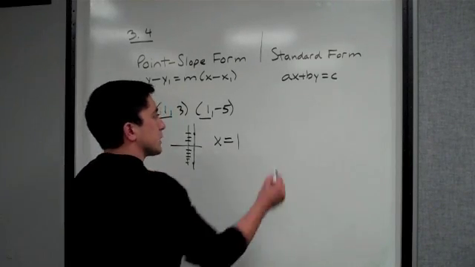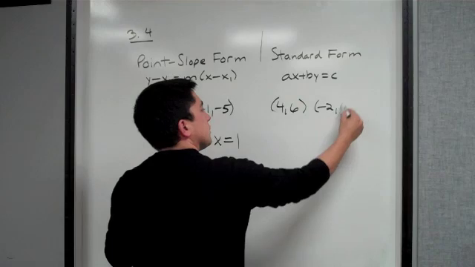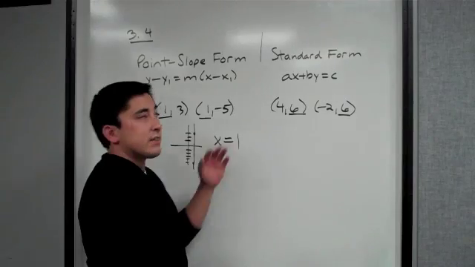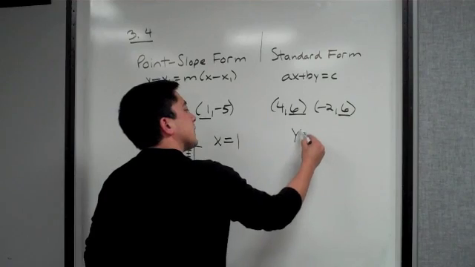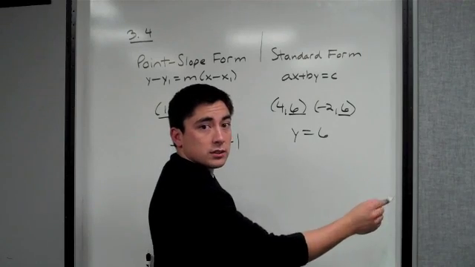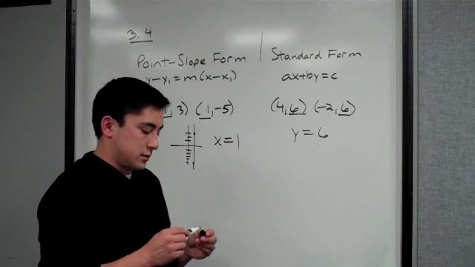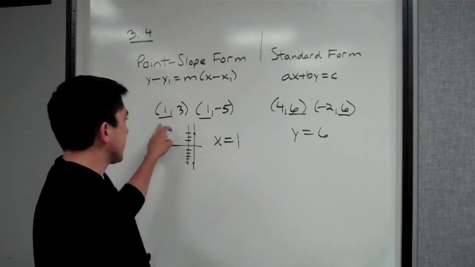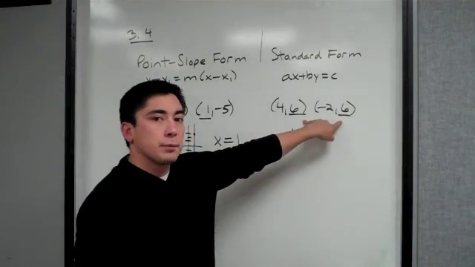And that goes vice versa. If I give you 4, 6, negative 2, 6, notice that the y values are the same. Instead of having to do point slope and all that stuff, if I know that they're the same, I say y is equal to 6. Because if you were to graph this, this would be a horizontal line, okay, in which there is no x in the equation. Vertical line, there's no y in the equation. So it's just x equals 1. If the x's are the same, y's are the same. Since they're both 6, it's y equals 6.